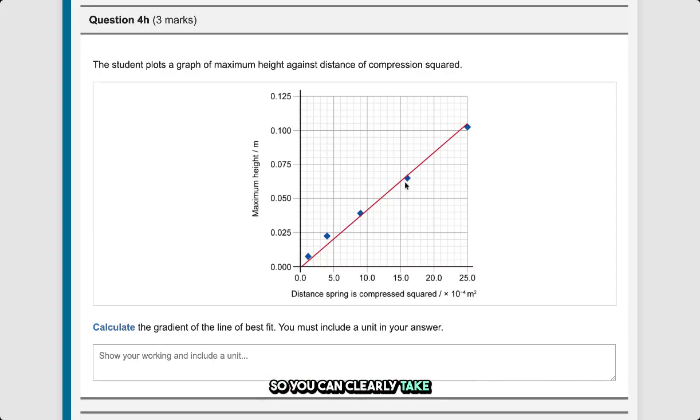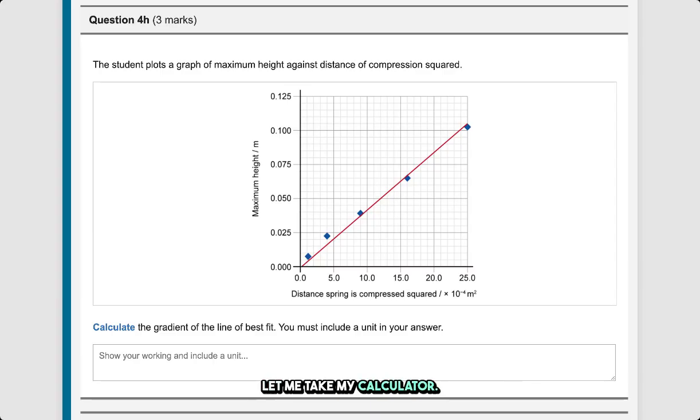So you can clearly take x as 15, and let me take an appropriate value that will get me a nice proper answer. And this is going to be 0.50 plus 0.12, so it's going to be 0.62. So my answer is going to be 0.62 by 15.